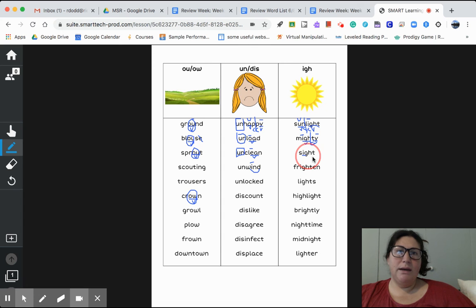Last one, underline my vowel. Mark it with a V. Remember that IGH says I. This is sight.